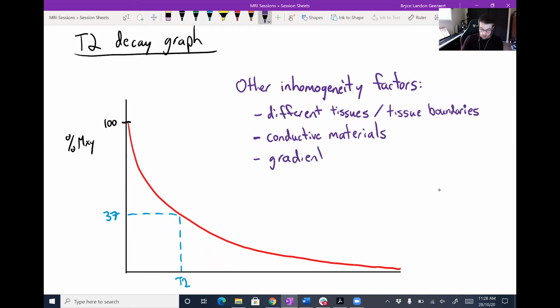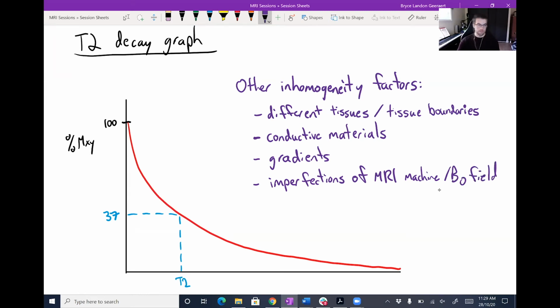Also, we are going to be talking about magnetic gradients next. So they also can cause dephasing, which is actually quite important. And I'm also going to say imperfections of the MRI machine. Even though we have very smart people designing these machines, nothing will ever be precisely perfect, right? So any imperfections of the MRI machine or the B0 field are going to cause dephasing just because of variations in the magnetic field that's experienced by individual protons. Okay, thanks for that, guys.